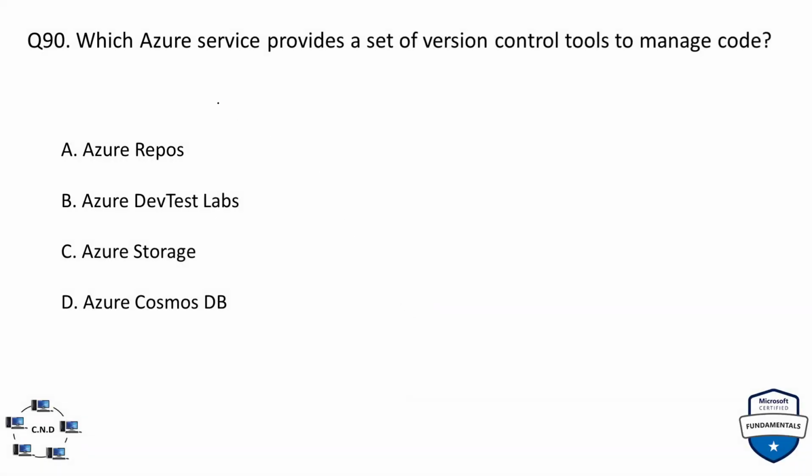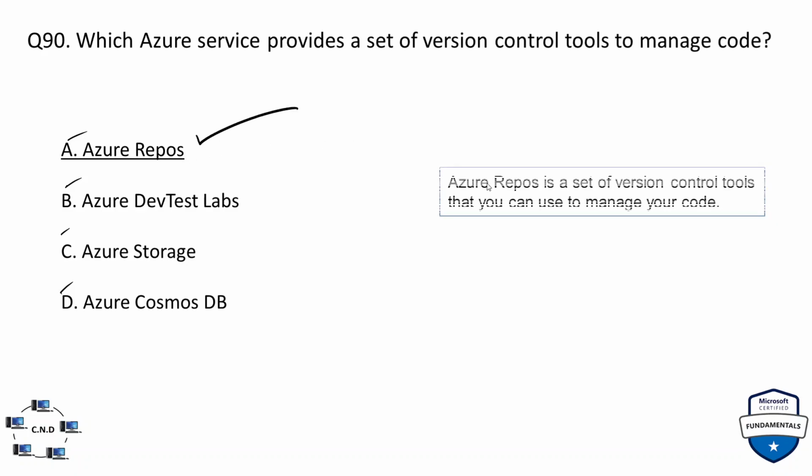And the last question of today's session is that which Azure service provides a set of version control tools to manage code? The options are A, Azure Repos, B, Azure Dev Test Labs, C, Azure Storage, and D, Azure Cosmos DB. And the correct option is the Azure Repos or repositories. So the Azure Repos is a set of version control tools that you can use to manage your code.